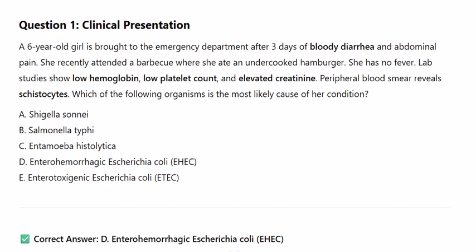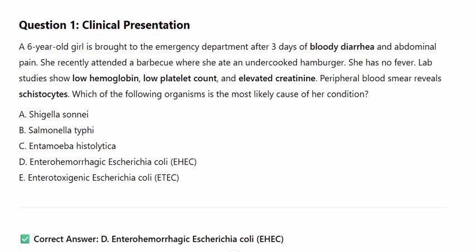Question 1, Clinical Presentation. A 6-year-old girl is brought to the emergency department after 3 days of bloody diarrhea and abdominal pain. She recently attended a barbecue where she ate an undercooked hamburger. She has no fever. Lab studies show low hemoglobin, low platelet count, and elevated creatinine. Peripheral blood smear reveals schistocytes. Which of the following organisms is the most likely cause of her condition?